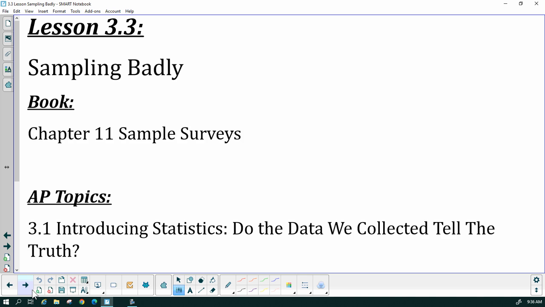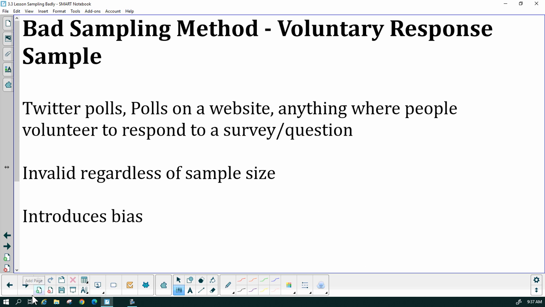Of course, we don't want to intentionally sample badly, but these are some things that can introduce bias and sort of poison your results and invalidate results that you would get from sampling. So we want to avoid these pitfalls. We want to use good sampling methods. And so we're going to talk about some things that could go wrong that you want to avoid.